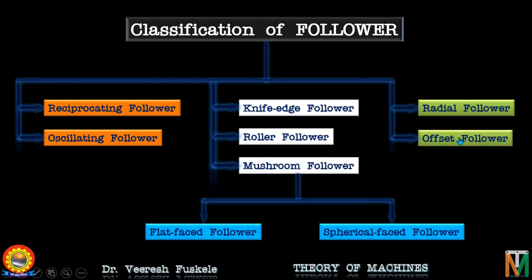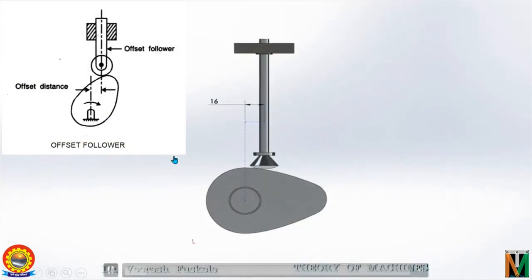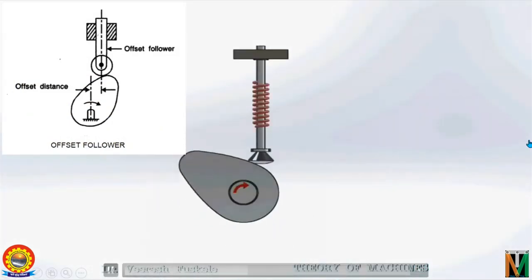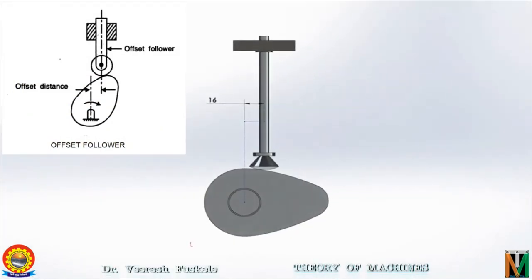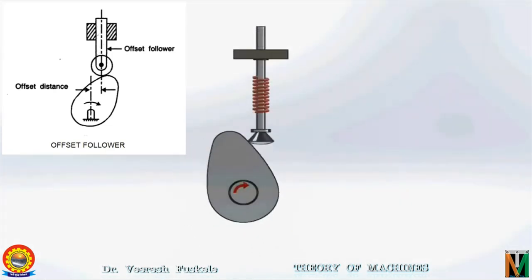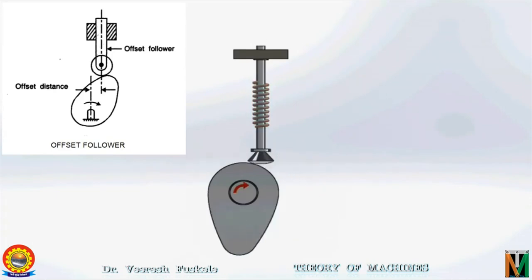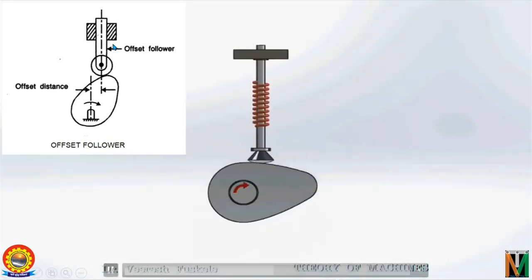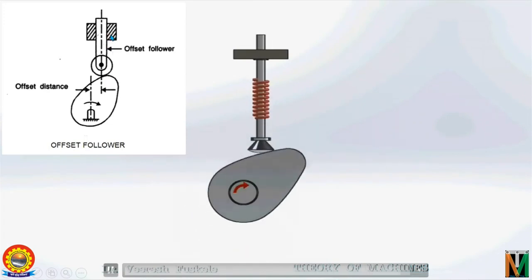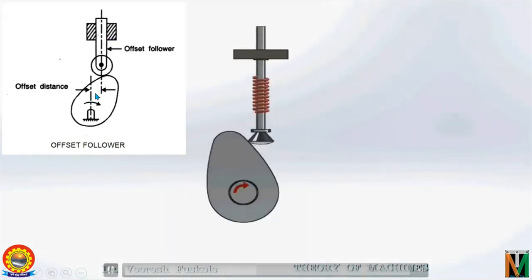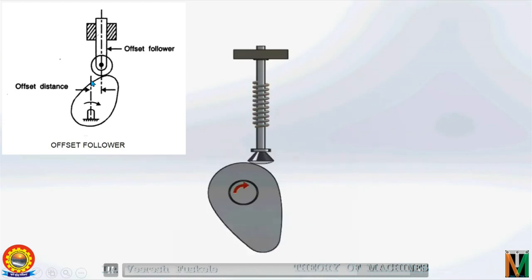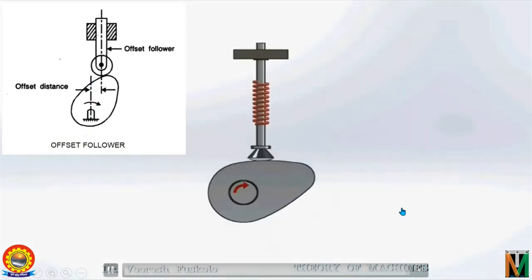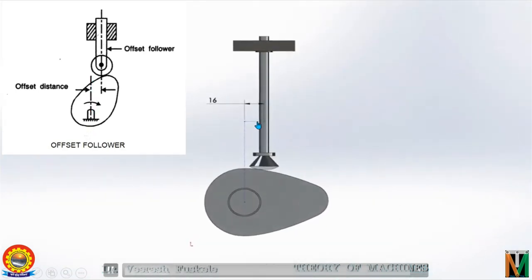We have offset follower. This is an example of offset follower. If the line of movement of a follower is offset from the center of rotation of the cam, the follower is known as offset follower. As shown here, the line of movement of the follower is at a certain offset distance from the center of rotation of the cam. You can see here, this is the offset distance.